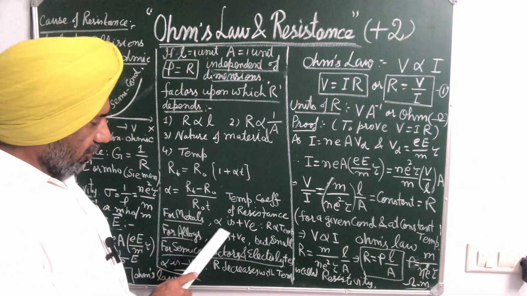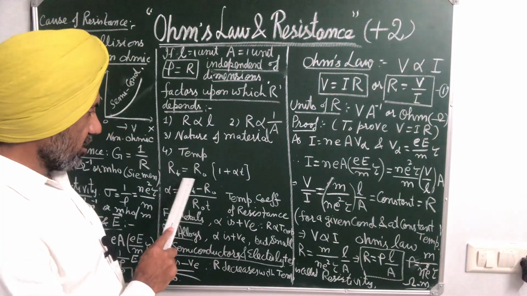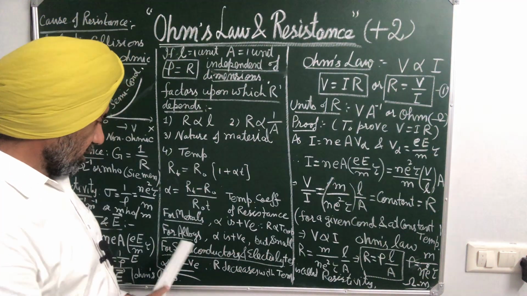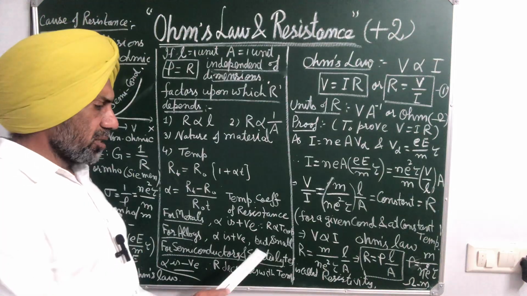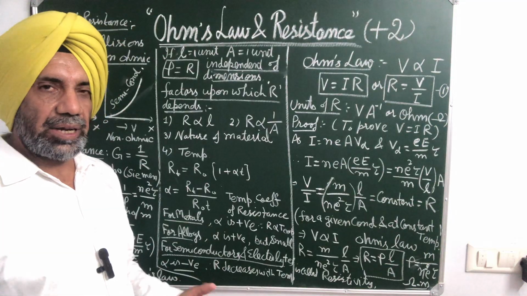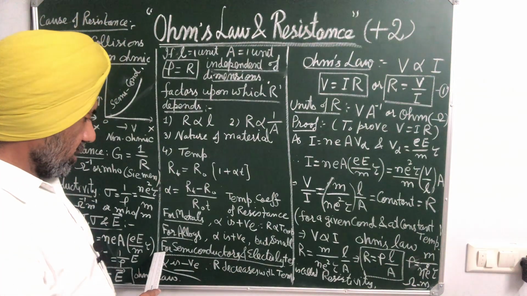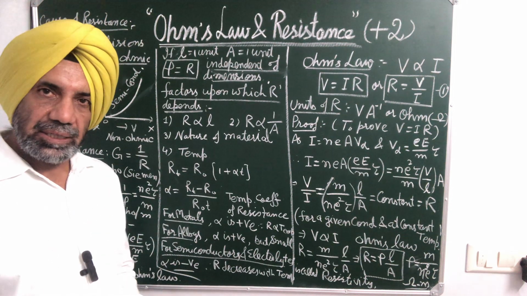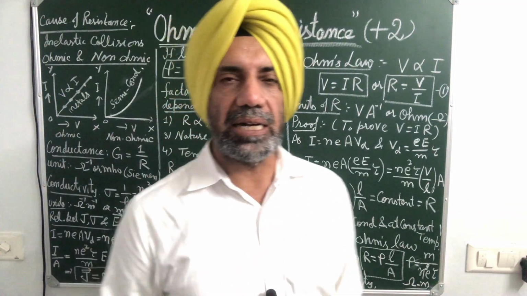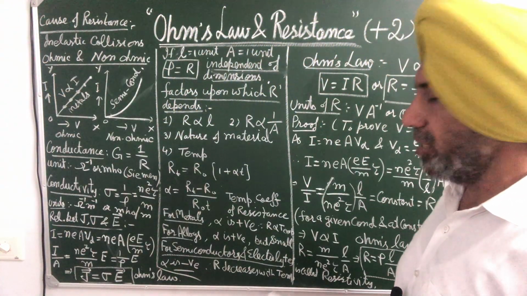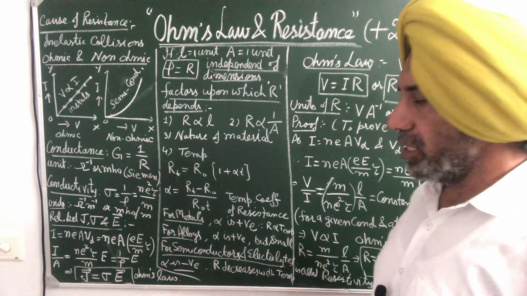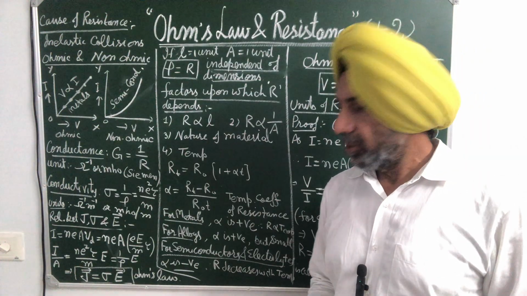And for metals, alpha is positive. It means resistance of metals will increase with the increase of temperature. For alloys, alpha is also positive, but it is comparatively very small. So resistance of alloys increases with the increase of temperature, but by a very small amount. And for semiconductors and electrolytes, alpha is negative. So resistance of semiconductors and electrolytes decreases with the increase of temperature, because alpha is negative and this term comes out to be negative. This is how resistance or resistivity depends upon temperature.